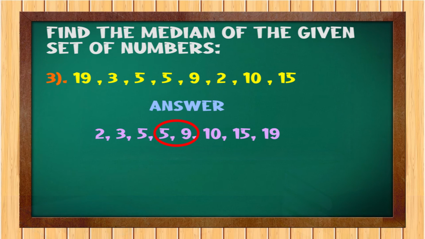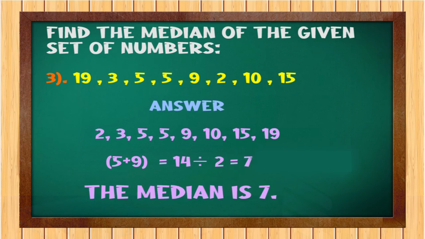So what do we do? We have to add them. If we add 5 plus 9, we will get 14. With that 14 now, we divide it by 2. 14 divided by 2 will give us 7. 7 is the average of the 2 numbers found in the middle, and therefore 7 becomes the median of that set of numbers.